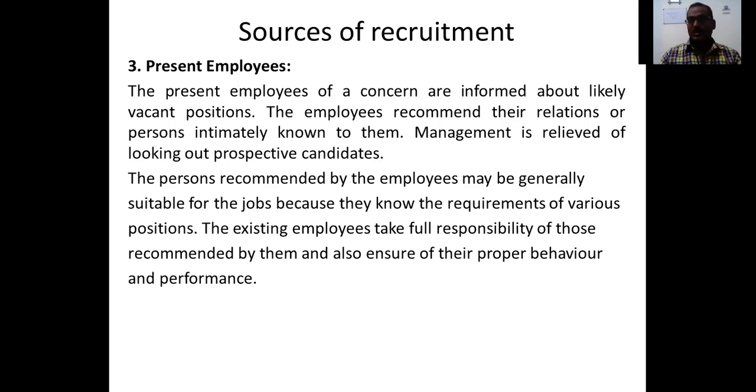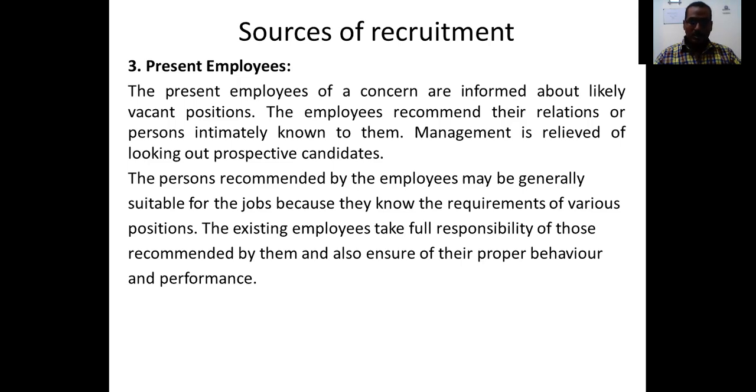This way it's less time consuming, and also that particular person will give a guarantee to the management that the person recommended by me has the potential and the caliber, and can also fit the culture of the company. That's very important nowadays. Nowadays we talk about organizational culture, so they will be suitable for our culture in the organization. So the management will have some relief, with no need to look for people outside, wasting their time and money.